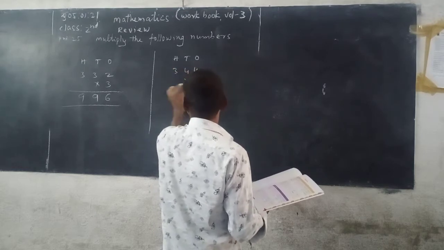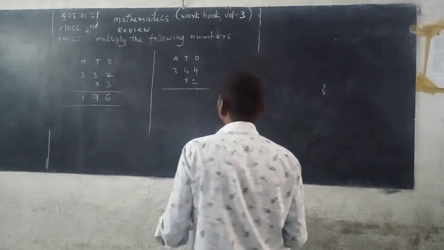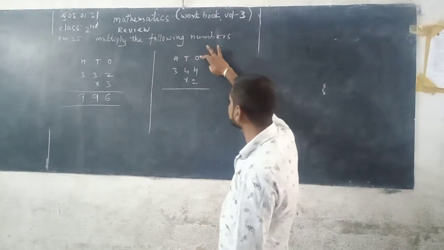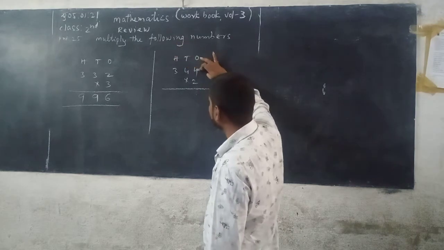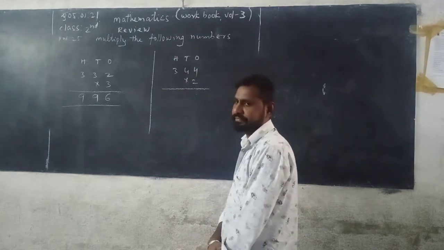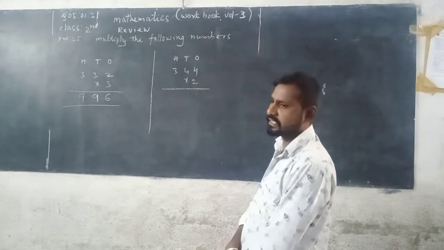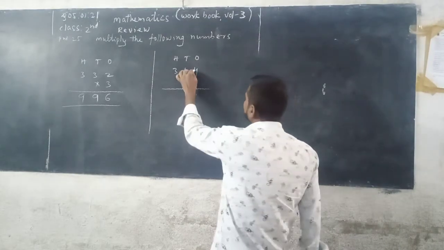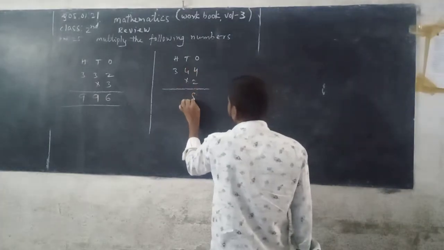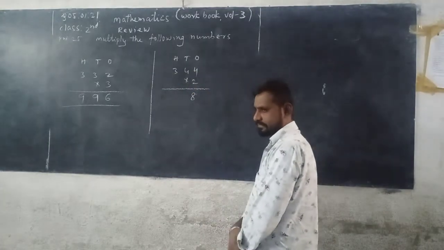Now next one is 344 into 2. 344, write in column wise according to their places. This is ones column, tens column, hundreds column. 4 is in ones place, 4 is in tens place, 3 is in hundreds place. First we multiply the digits in ones place. 4 with 2, then you can read 2 table, 2 4s are 8. Write down in ones column of the product.